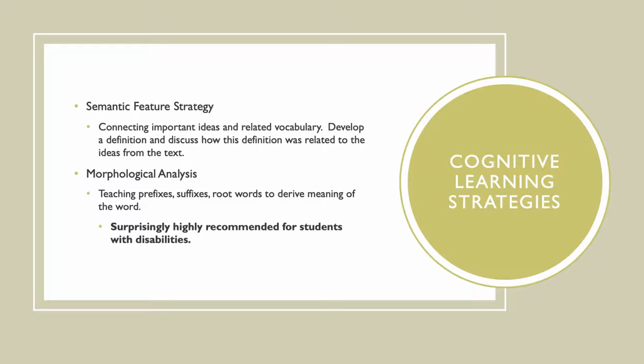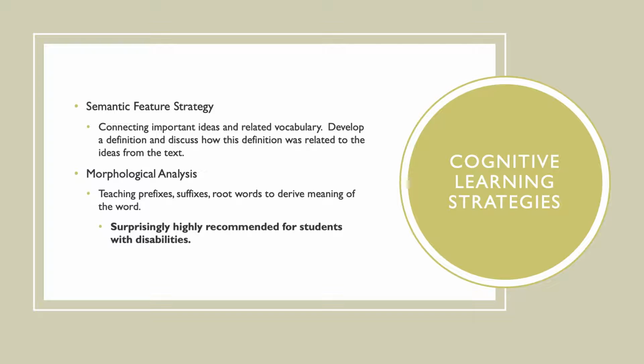Next, we look at cognitive learning strategies. So these are kind of specific, but it's like what we just did. Semantic feature strategy, connecting important ideas and related vocabulary. So you might develop a definition and discuss how this definition is related to ideas from the text. So just trying to, again, help them connect what they don't know with what they do know, so the new information will stick.